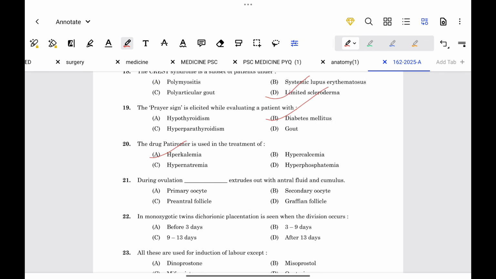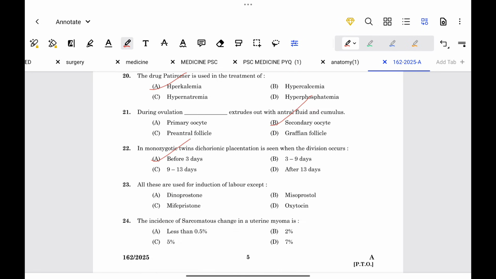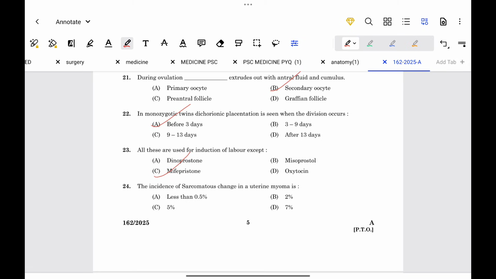During ovulation, the secondary oocyte extrudes out with antral fluid and cumulus. In monozygotic twins, dichorionic placentation is seen when the division occurs before 3 days. All these are used for induction of labor except mifepristone. The incidence of sarcomatous changes in a uterine myoma is less than 0.5%.